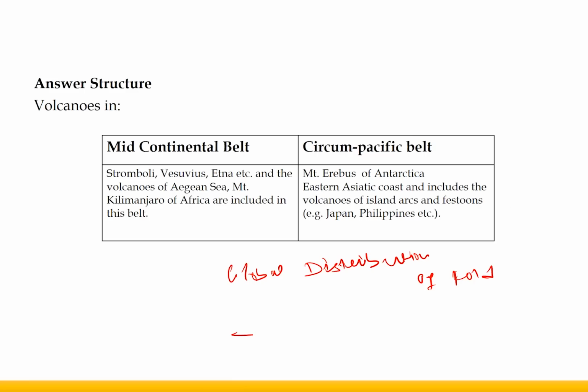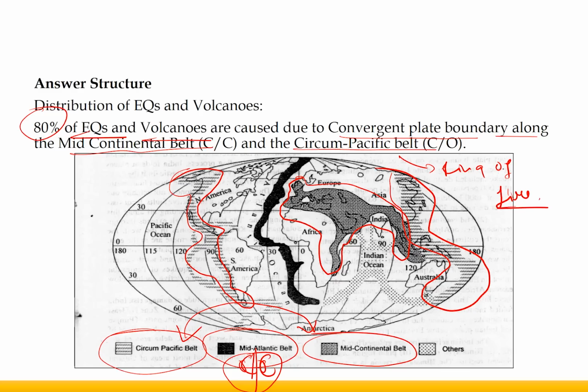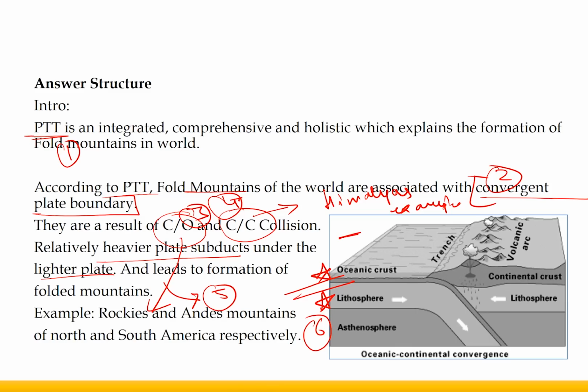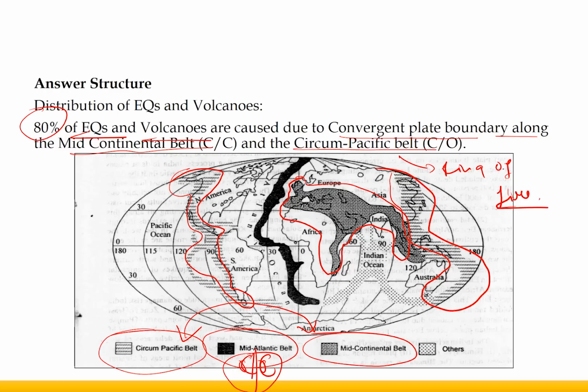Then you can also name certain volcanoes in the Mid Continental Belt and in Circum-Pacific Belt. For example, Mount Erebus, Vesuvius, Etna, okay, Mount Kilimanjaro. These are included in this belt. Okay, so this completes your answer over here. You can skip this diagram, but you cannot skip this diagram. This is very important. This you can skip. This was just for you to give you an idea. Okay, I hope it is clear.